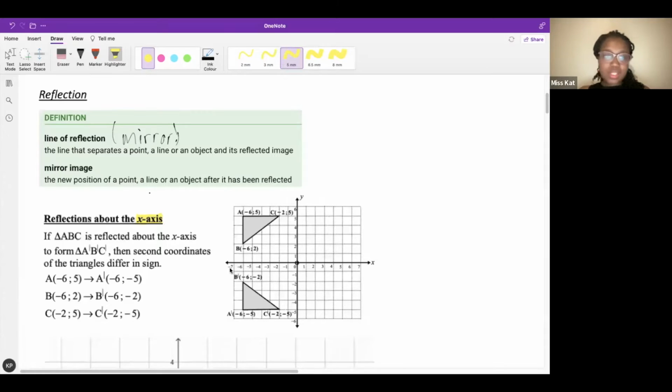So let's look. Is our x-axis the horizontal or the vertical line? Which one is it? Is our x-axis the horizontal axis or the vertical axis?